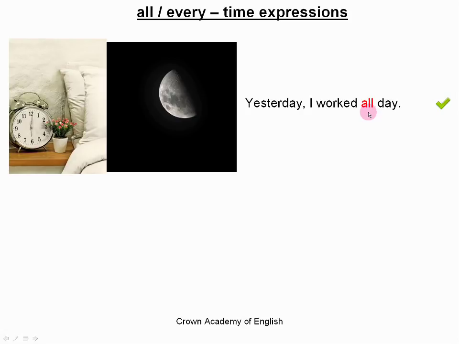So all day means this is a duration. It means I started at the beginning of the day and I finished at the end of the day. So we use the word all followed by a time expression, and it means a duration of time. So all followed by day, it means I worked and I started at the beginning of the day and I finished at the end of the day. It's a duration.